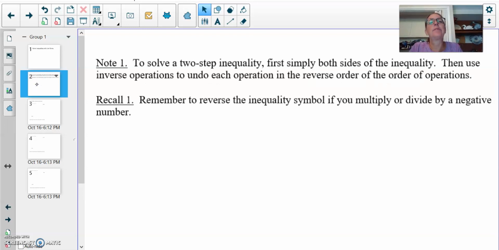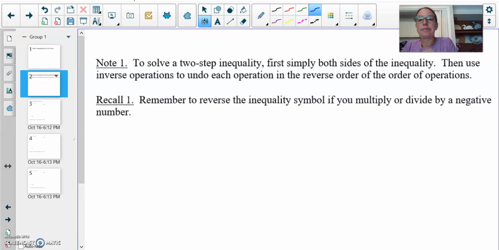Okay, so to solve two-step inequalities, remember to simplify each side of the inequality sign first. And by simplifying, you might have to distribute and combine like terms. After you have it simplified, use inverse operations to get the variable by itself. And you undo each operation in the reverse of the order of operations.